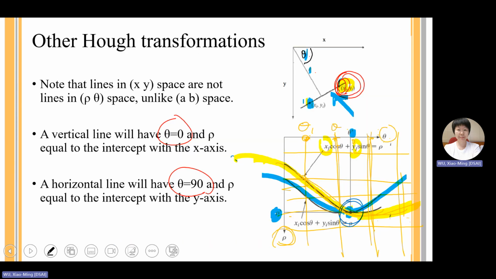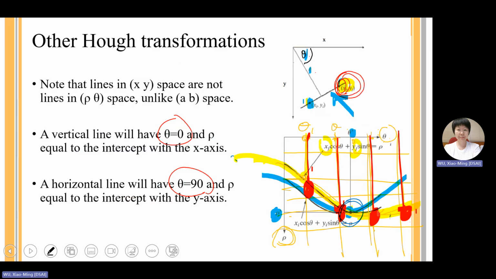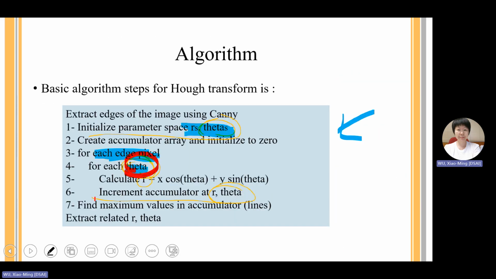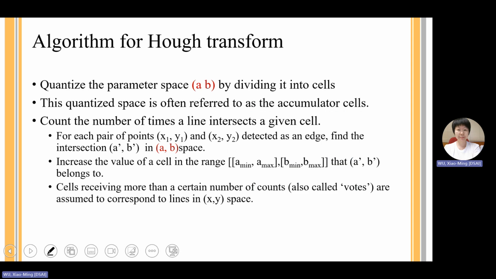For each curve, we only calculate a few theta rho values. We only calculate theta 1, theta 2, for example. We only calculate a few points for each curve, and then we increase the accumulator at the corresponding rho theta. So this algorithm is more efficient than the original, ordinary representation.